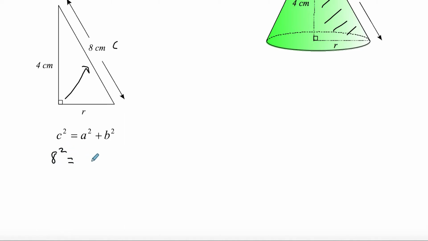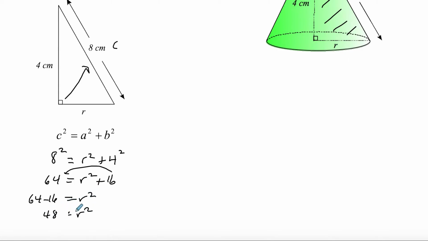And then with the Pythagorean theorem, A and B, it doesn't really matter which one is which. If we say that maybe the A is actually the R and the B is the 4, or we could have said that this was 4 and the B was an R. So 8 times 8 is 64, and 4 times 4 is 16. And I think you remember this is one of those where we're going to have to subtract. So 64 minus 16 is going to equal r squared, and that's 48. But that's r squared, so we want to take the square root of both sides.